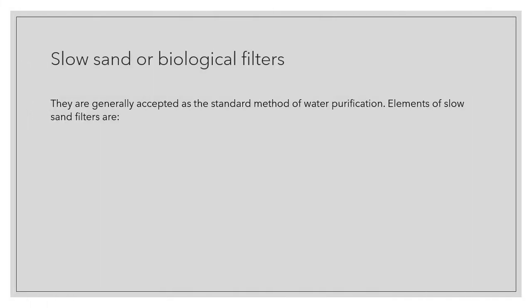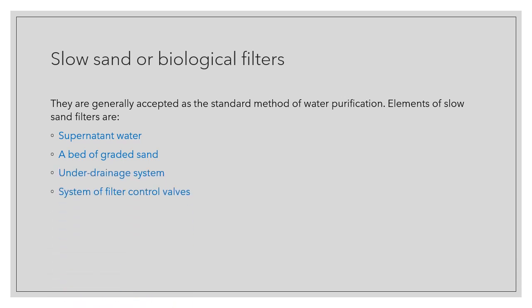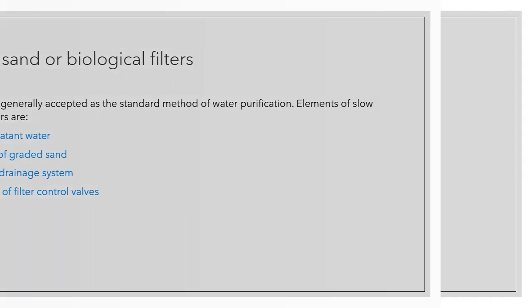So a slow sand or biological filter is the standard method of water purification. By its name, you can see that it says slow sand. What we mean by that is that water is going to be filtered slowly by percolating or seeping through sand. And it has a biological component to the purification process, which we'll talk about later. It has 4 elements. These are supernatant water, a bed of graded sand, under drainage system, and a system of filter control valves. This would be better explained.